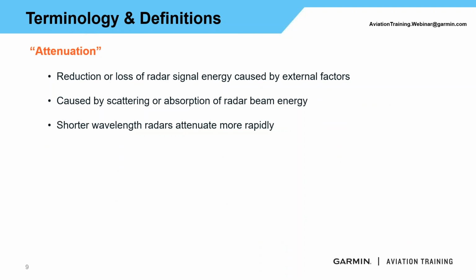All right, attenuation: the reduction or loss of radar signal energy caused by external factors, so scattering or absorption of the energy. As it goes out and strikes rain or the ground, that energy is going to be absorbed or scattered, deflected. Or if I'm pointing the radar beam at still water, it's actually going to skip off of it, and therefore scatter away, not being able to return a signal. So if it's attenuated.